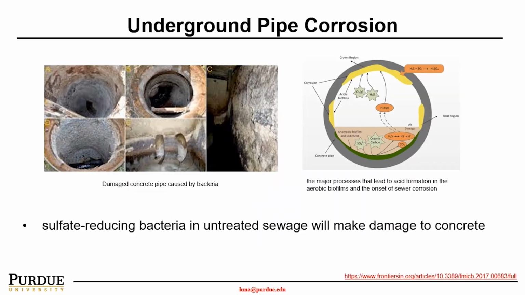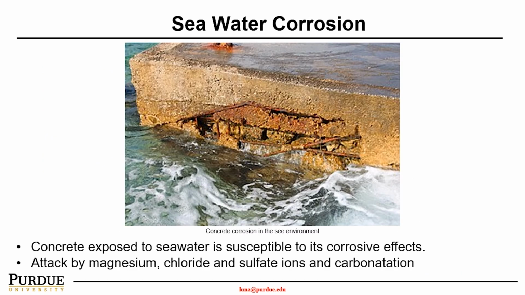Other than buckling, corrosion is another typical structural or material defect, and it can be detrimental to either concrete or steel. In this case, we are showing sulfate-reducing bacteria in untreated sewage. That causes very big damage to concrete pipes and sewer pipes, as you can see here, with a significant thinning of the pipe thickness.